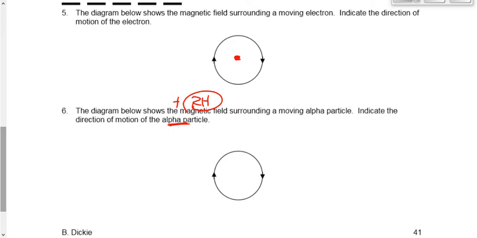Clockwise. Thumb points in the direction of the moving charge, which is into the page. How do we get a magnetic field that's clockwise in both cases, but yet we get opposite directions? One's a negative, one's a positive. So left hand, thumb has to point outwards to give me a clockwise field. Right hand, thumb has to point inwards to give me a clockwise field.